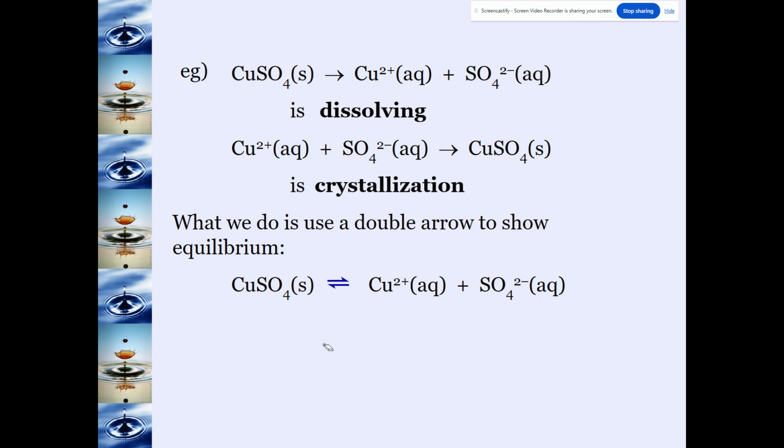Okay, so if you're asked to show a saturated solution at equilibrium, you would show the following dissociation equation with an equilibrium arrow. And it can be any solute. It doesn't have to be copper sulfate. This is just an example. Okay?